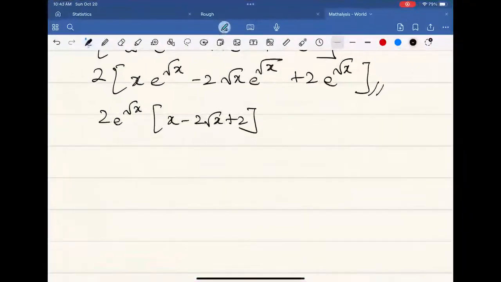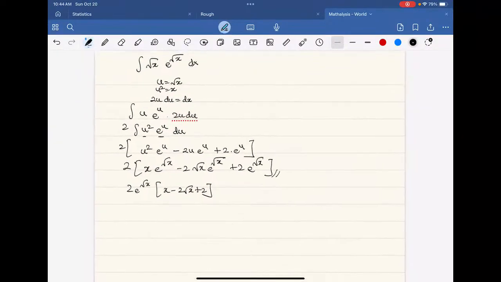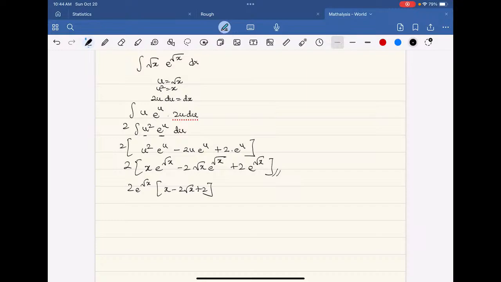Let me check if my sound is working well. Beyond this, I think this is the answer: x e to the power root x minus 2. Yeah, it's working well. Why aren't you guys responding? Okay, fine. Anyways, we have done this, right? Now I think it's time to go to the next problem.